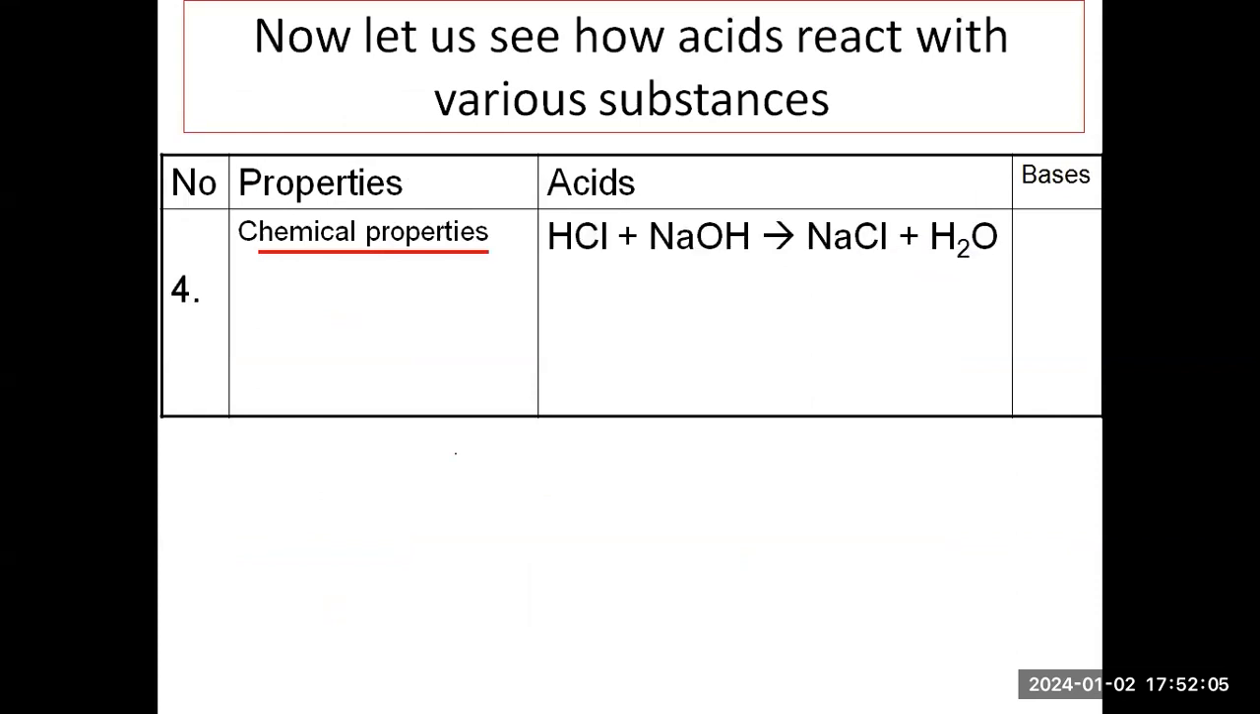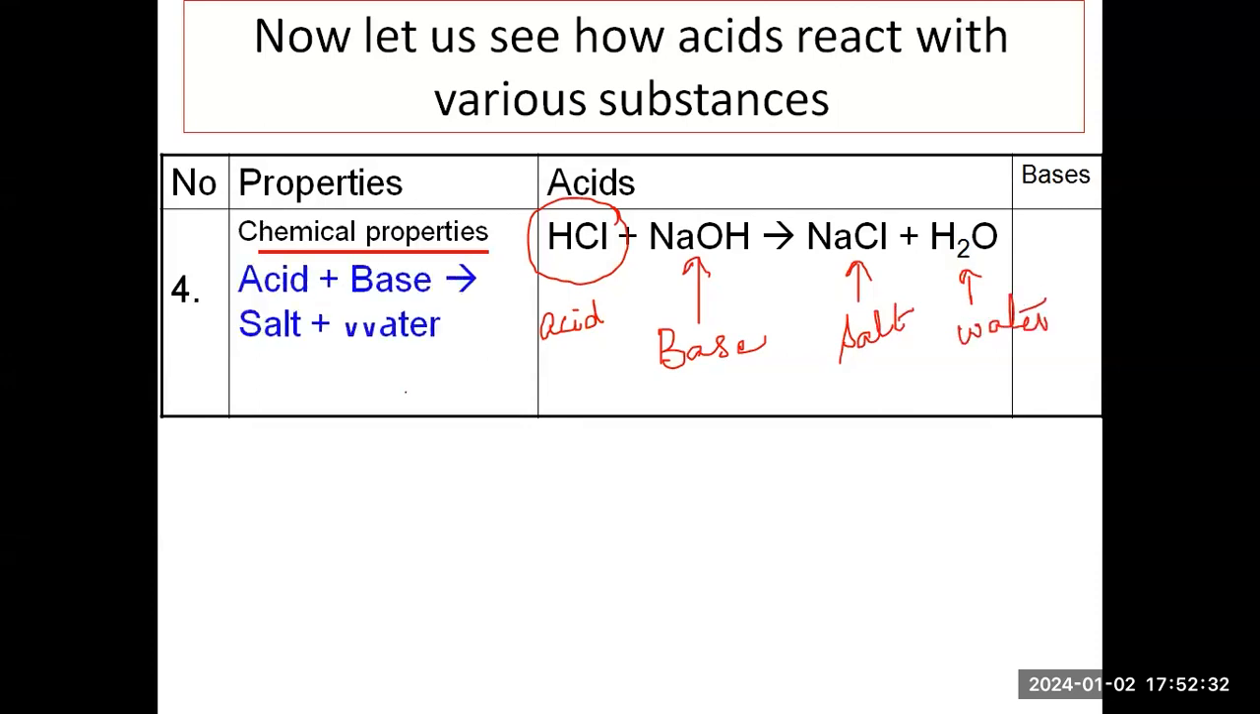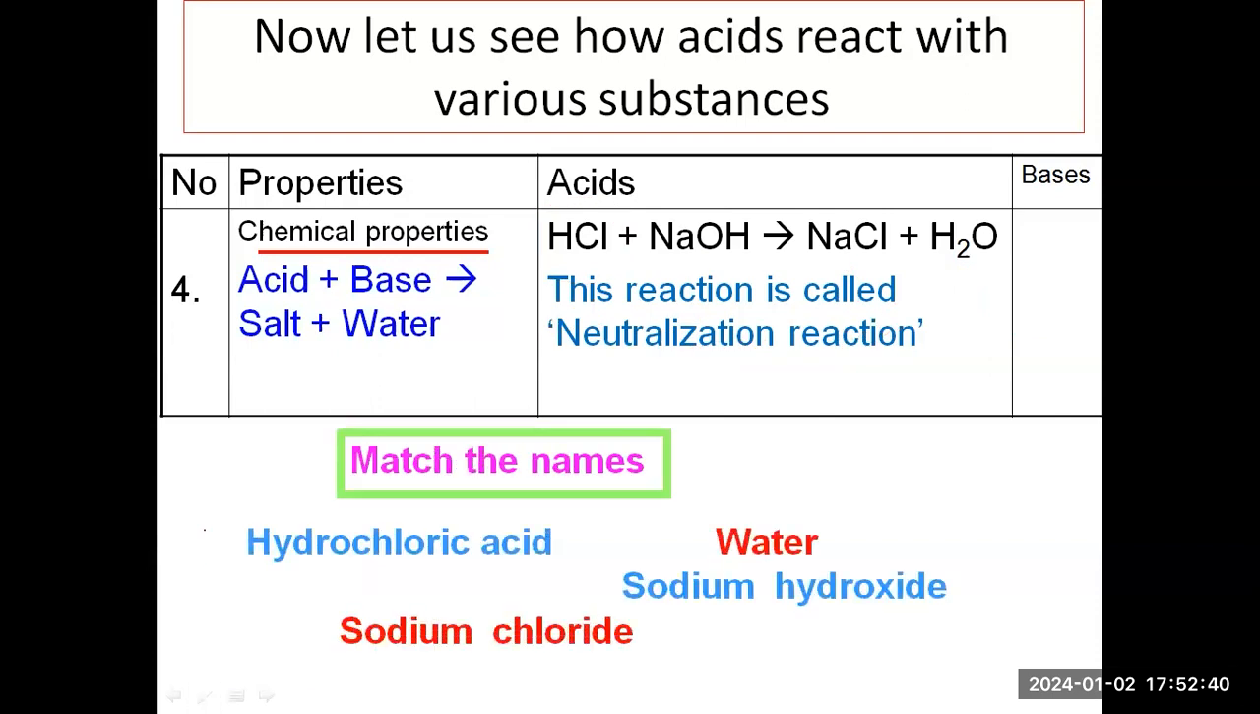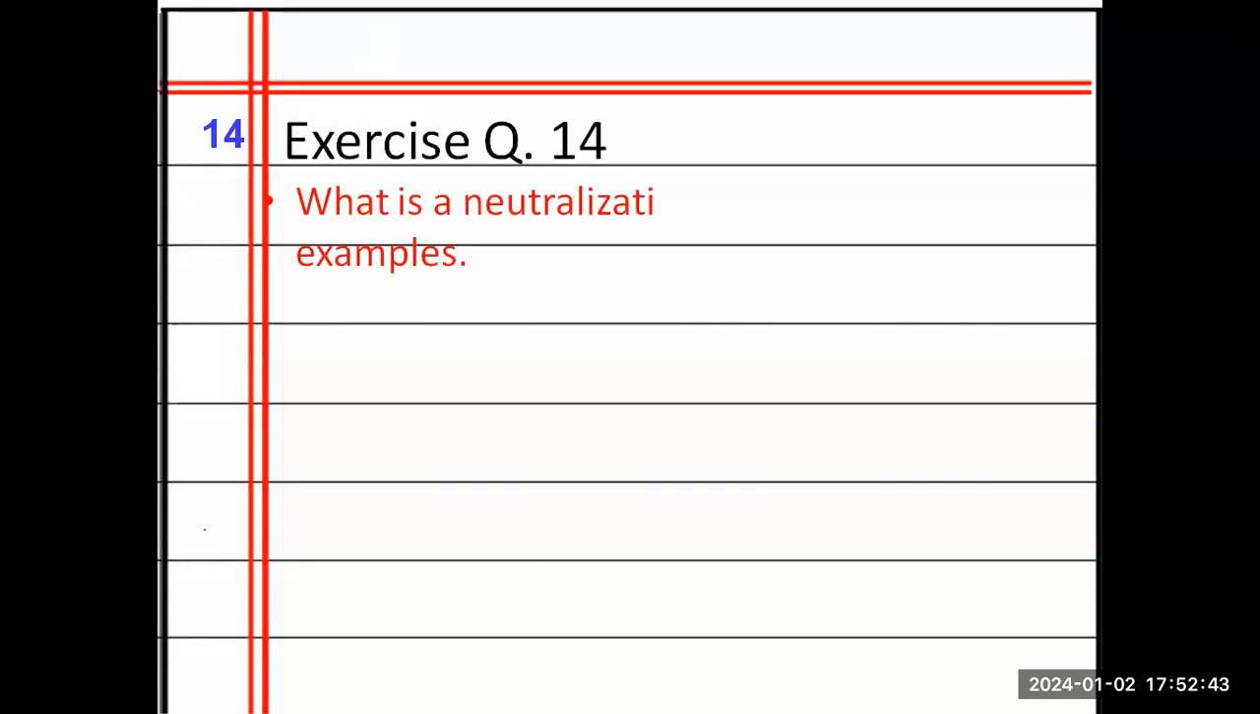Now, the next property is about HCl and NaOH. This is the acid, hydrochloric acid, and this is the base, sodium hydroxide. As you already know, the reaction between acid and base will give you salt and water. I mentioned it a few minutes back. So this is called neutralization reaction, right? The reaction between acid and base is a neutralization reaction, just because we get the salt.